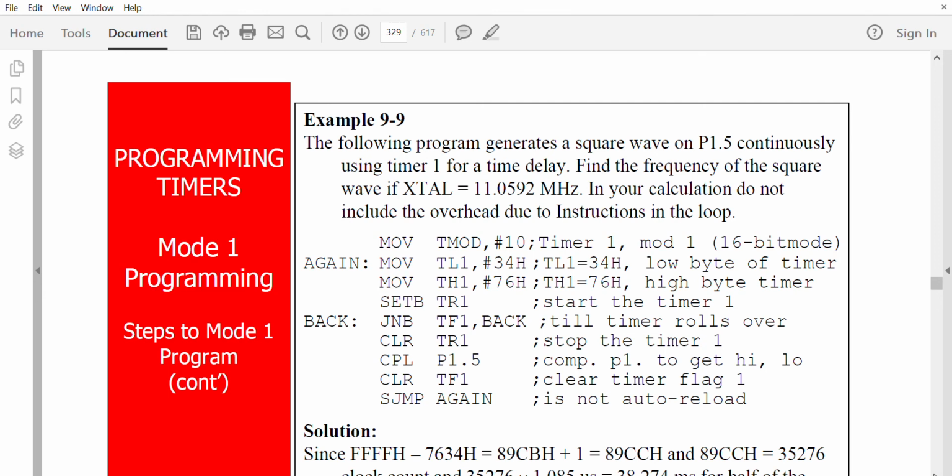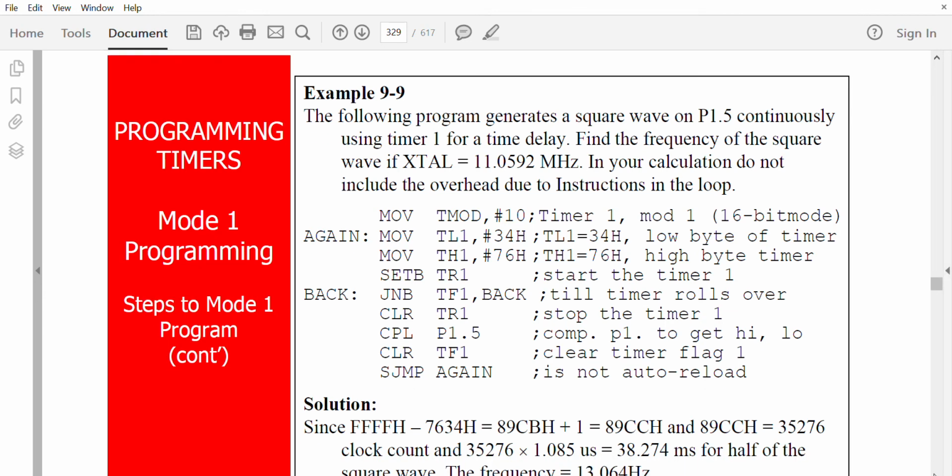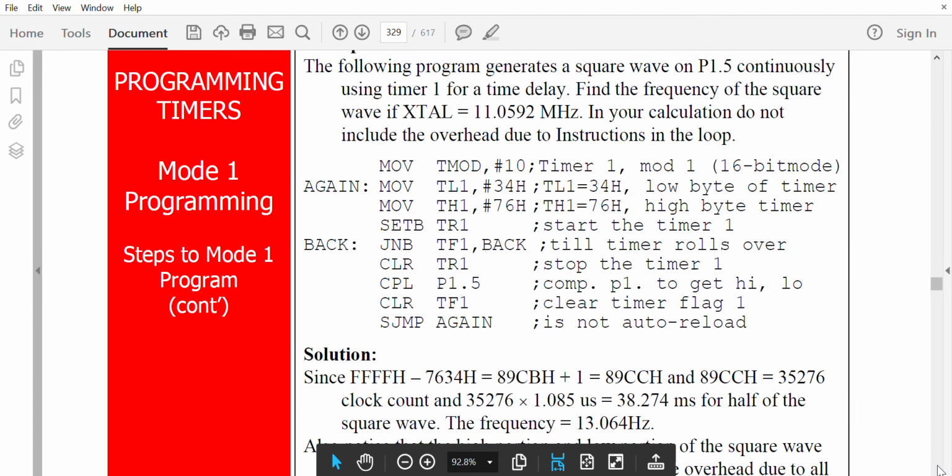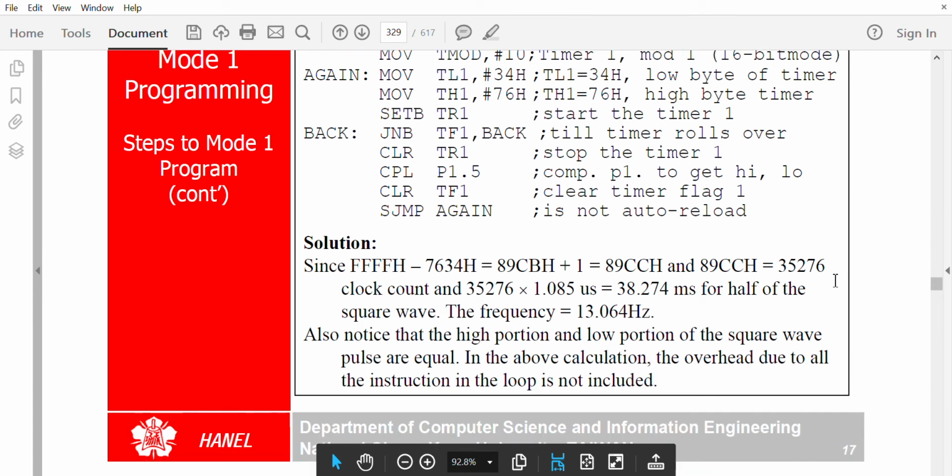So the initial value in timer 1 is 7634. The final value, we know, is FFFF. FFFF minus 7634, you'll get a value, plus 1. You'll get the count. You convert the count to decimal and multiply by 1.085.